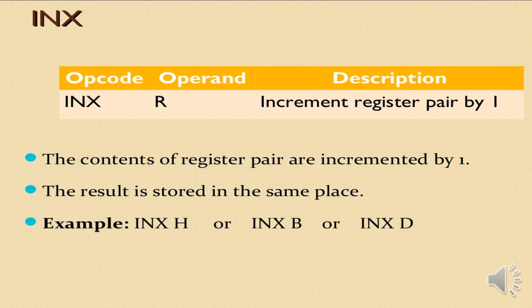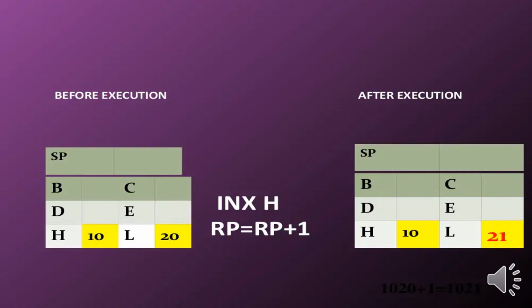So INX increments the HL register pair by 1. Previously we incremented an 8-bit register, but we can also use the register pairs BC, DE, HL. Increment the HL register pair by 1 using INX, so the content of the register pair is incremented by 1. The result is stored in the same place: INX H or INX B or INX D. Before the execution, the HL register pair loads the value 1020. So RP equals RP plus 1. So 1020 is incremented by 1, and 1021 is loaded after the execution of INX H.